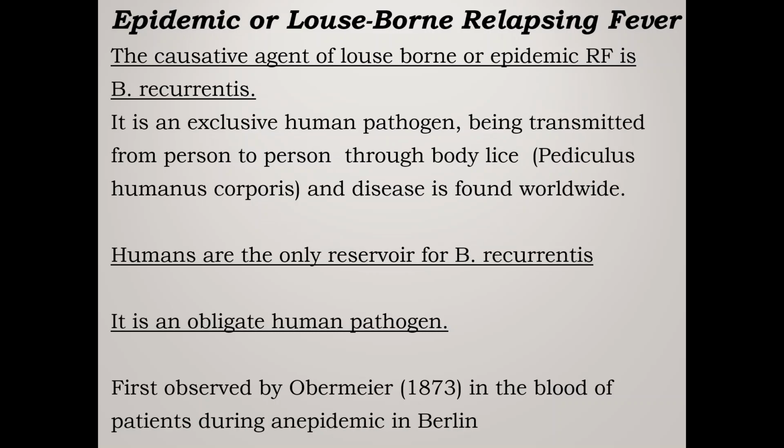It is an exclusive human pathogen, being transmitted from person to person through body lice, Pediculus humanus corporis, and the disease is found worldwide. Humans are the only reservoir for Borrelia recurrentis. It is an obligate human pathogen, first observed by Obermeier in 1873 in the blood of patients during an epidemic in Berlin.